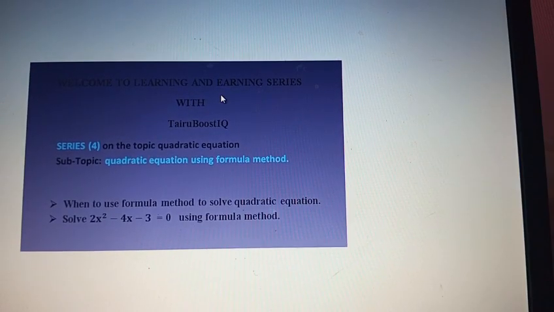Welcome to Learning and Earning series with Tairu Boost IQ, series 4 on the topic quadratic equation. Today we are going to look at how to solve quadratic equation using formula method, and when to use formula method to solve quadratic equation. The equation to solve is: solve 2x squared minus 4x minus 3 equals 0 using formula method.